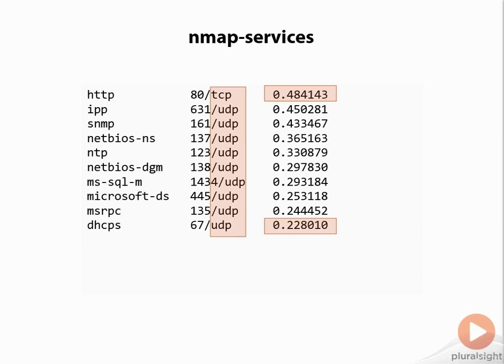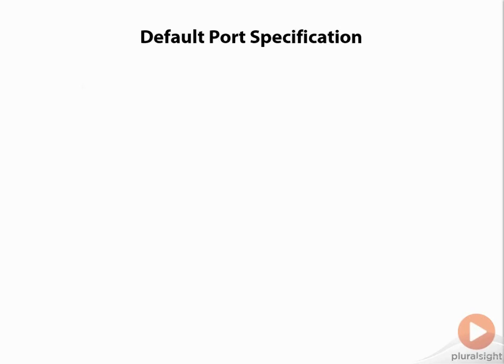As we've demonstrated, you don't have to specify any port specifications at all, and Nmap will still scan something. So what's the default? By default, Nmap scans the top 1000 TCP ports.